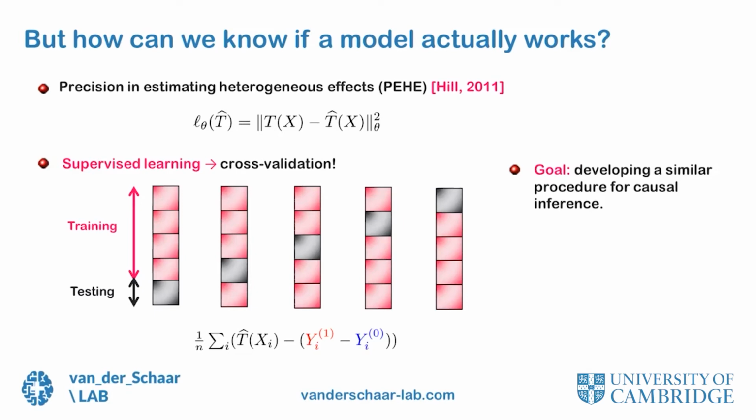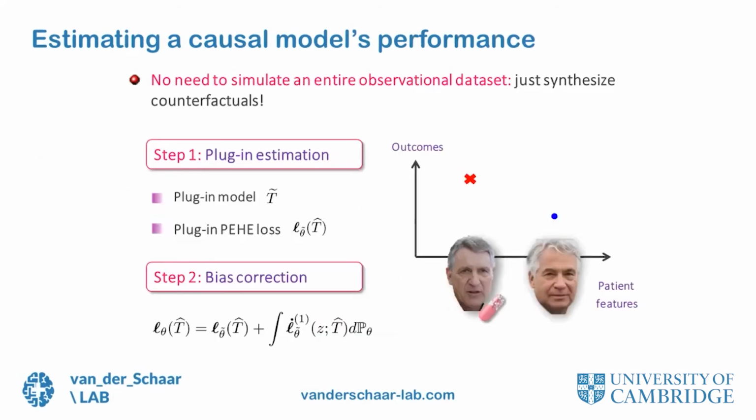And that's because we never observe the counterfactual outcomes of subjects in the observational dataset. So in this tutorial, we will introduce methods based on plugin estimation to show how we can estimate the performance of a causal effect inference model using observational data. The idea is very simple.